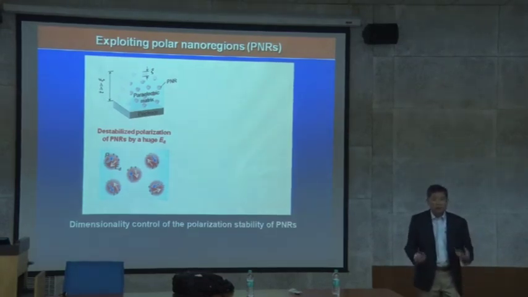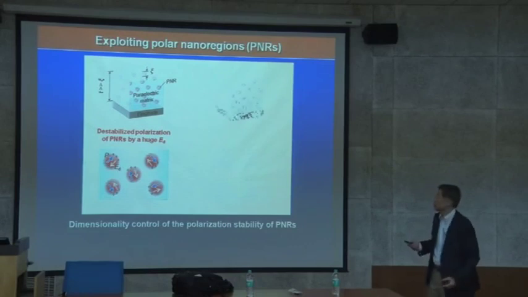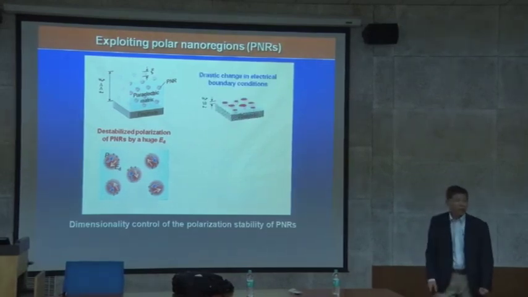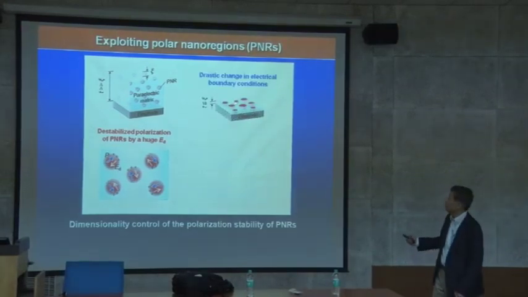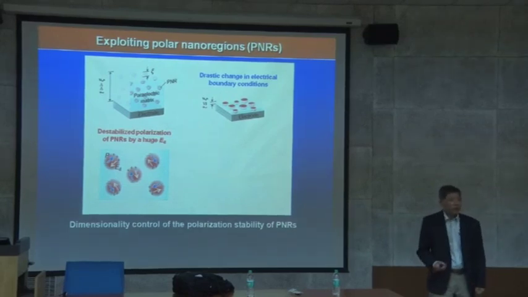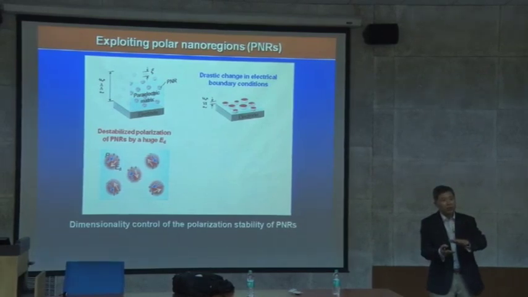So the simple idea, from intuition, is: can you reduce this to very thin? Then these nanopolar regions are touching the bottom electrode, touching the surface. Okay?